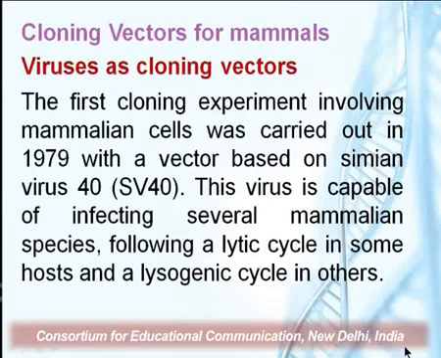The first cloning experiment involving mammalian cells was carried out in 1979 with a vector based on simian virus 40, or SV40. This virus is capable of infecting several mammalian species, following a lytic cycle in some hosts and a lysogenic cycle in others. So simian virus 40, SV40, was first used to introduce the foreign genes of interest into mammalian cells.